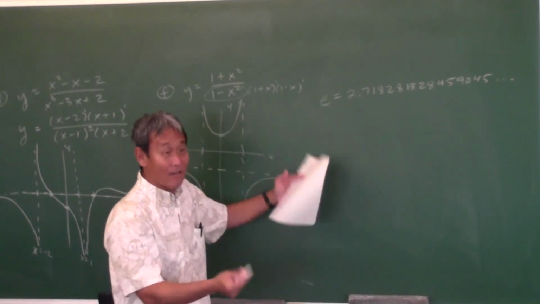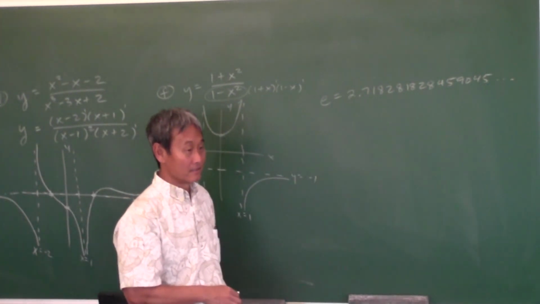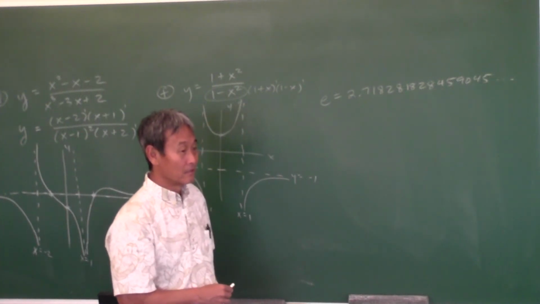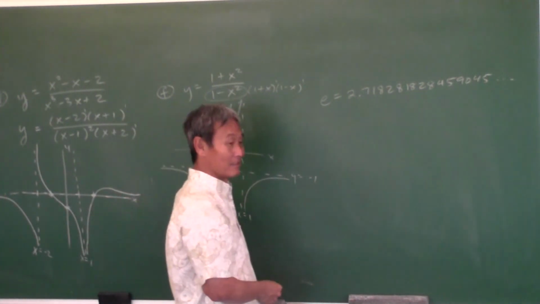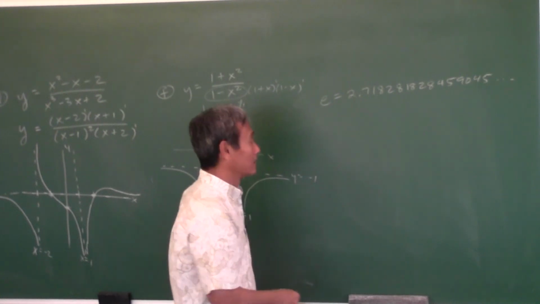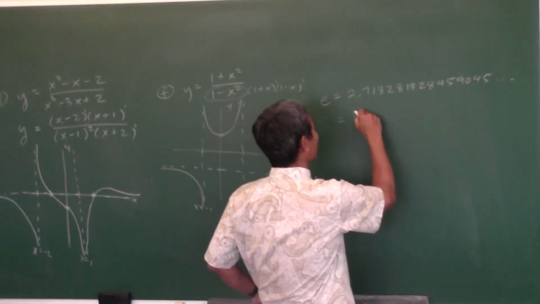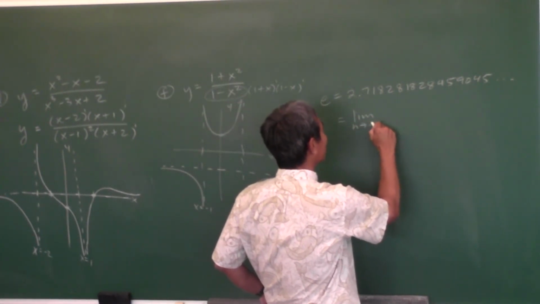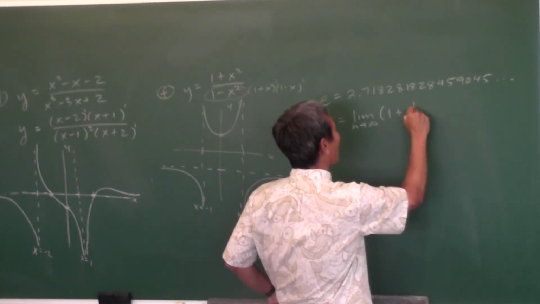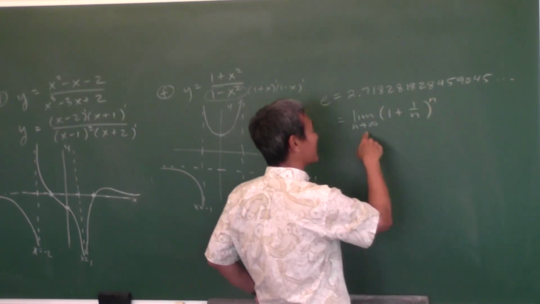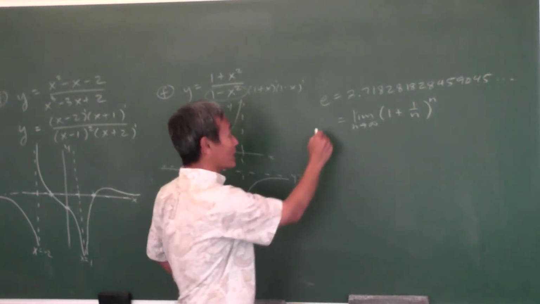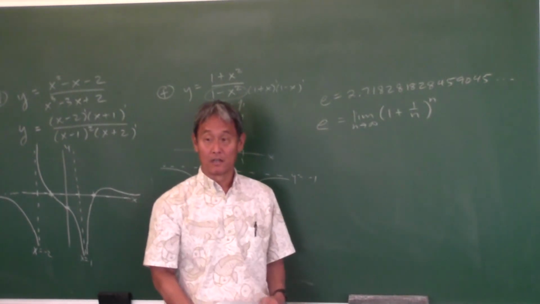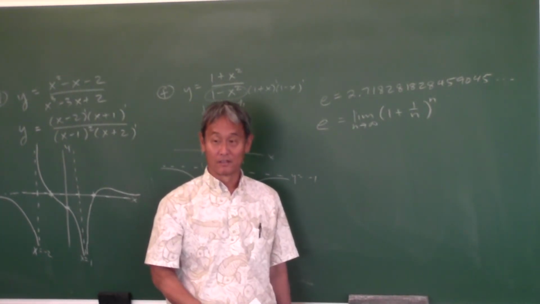Anyway, where did this number come from? It's like 1 plus 1 over n to the nth power. There you go. It's the limit as n approaches infinity of 1 plus 1 over n to the nth power. You guys never saw this last year? That's what e is. What did your teacher say last year? Just memorize e is 2.7.